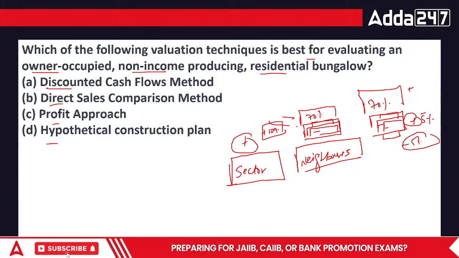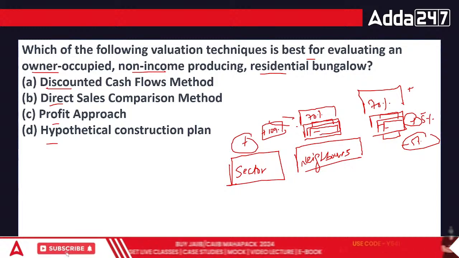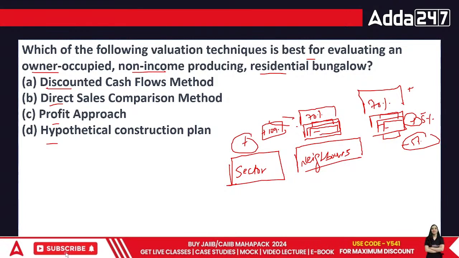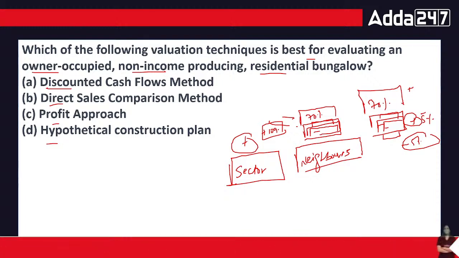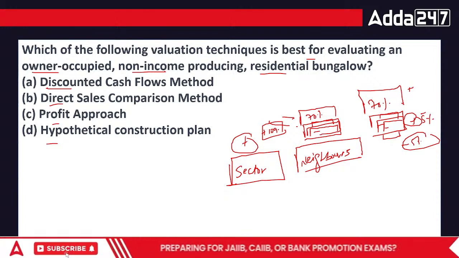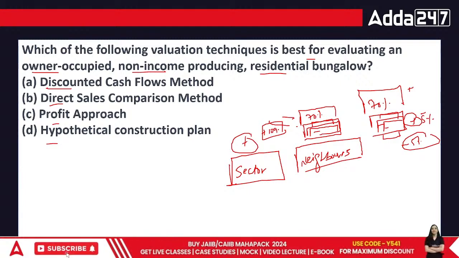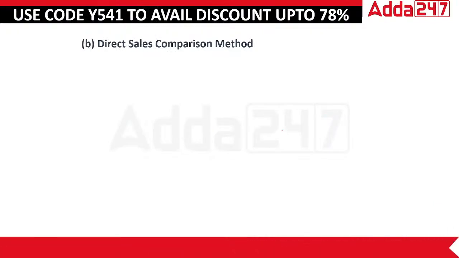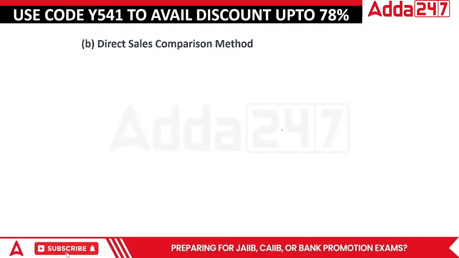Because you're not getting any cash flows, you cannot put any expected cash flows because this is your house, right, in which you're always living. When you're living in that house, then it's just not possible to do it, isn't it? That's called direct sales comparison.